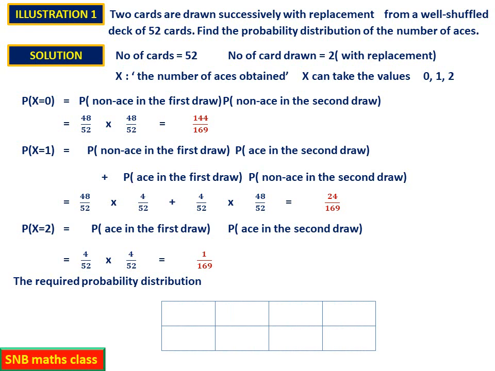Now what you have to do is prepare the table. The table is like this: x and p of x. You write the values of x: 0, then 1 and 2. Write the corresponding probabilities: first one is 144 by 169, second one is 24 by 169, third one is 1 by 169. Please note, when you add them you should get 1, that is 144 plus 24 plus 1 is 169, so 169 by 169. You can check this. So this is one example of probability distribution of a random variable.